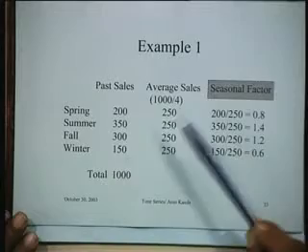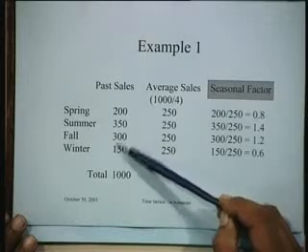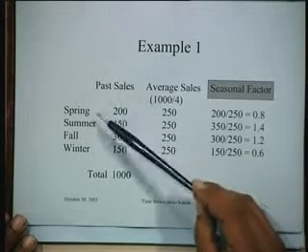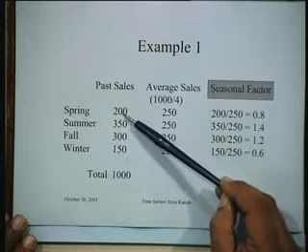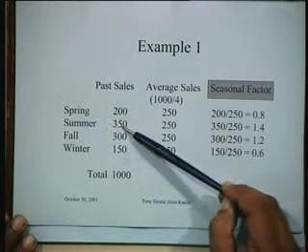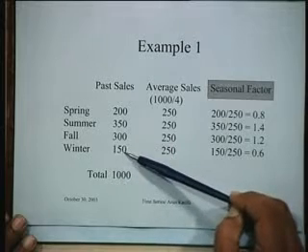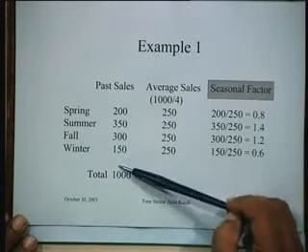The first example is, suppose demand is available to us for the last year, and the past sales for different quarters are, during the spring quarter it was 200, during the summer quarter it was 350, during the fall quarter it was 300, and during the winter it was 150. Suppose this demand is available. So this is data that is available.